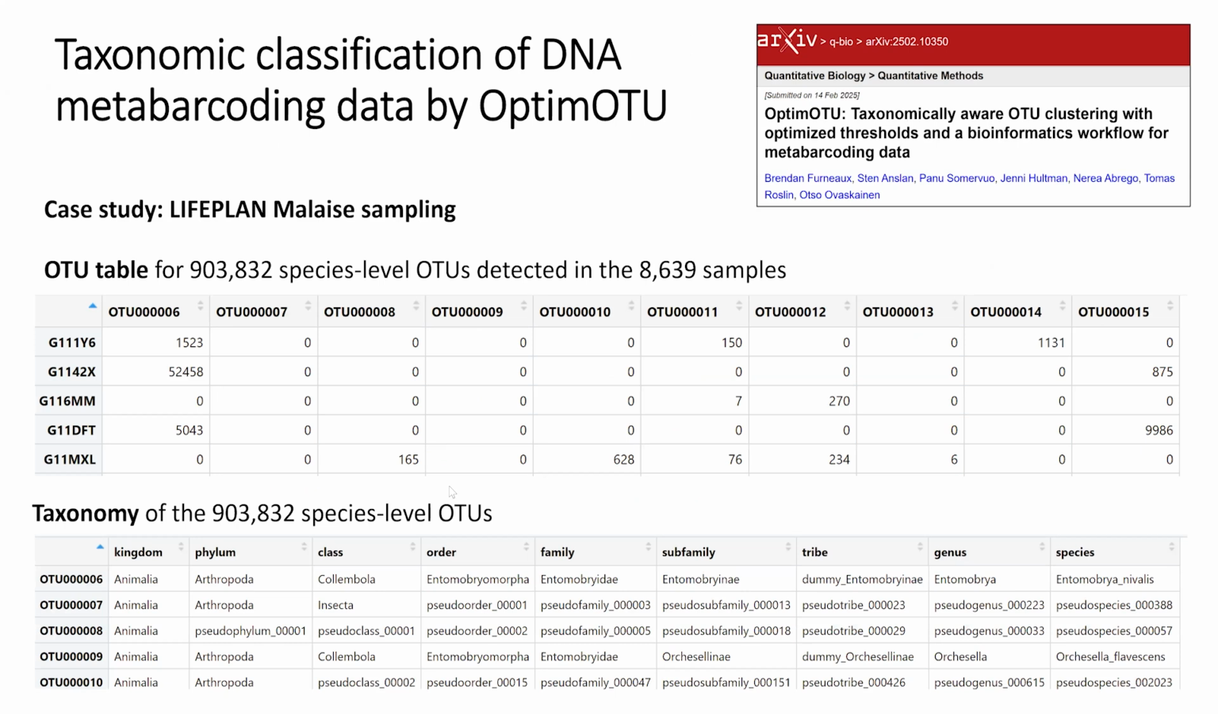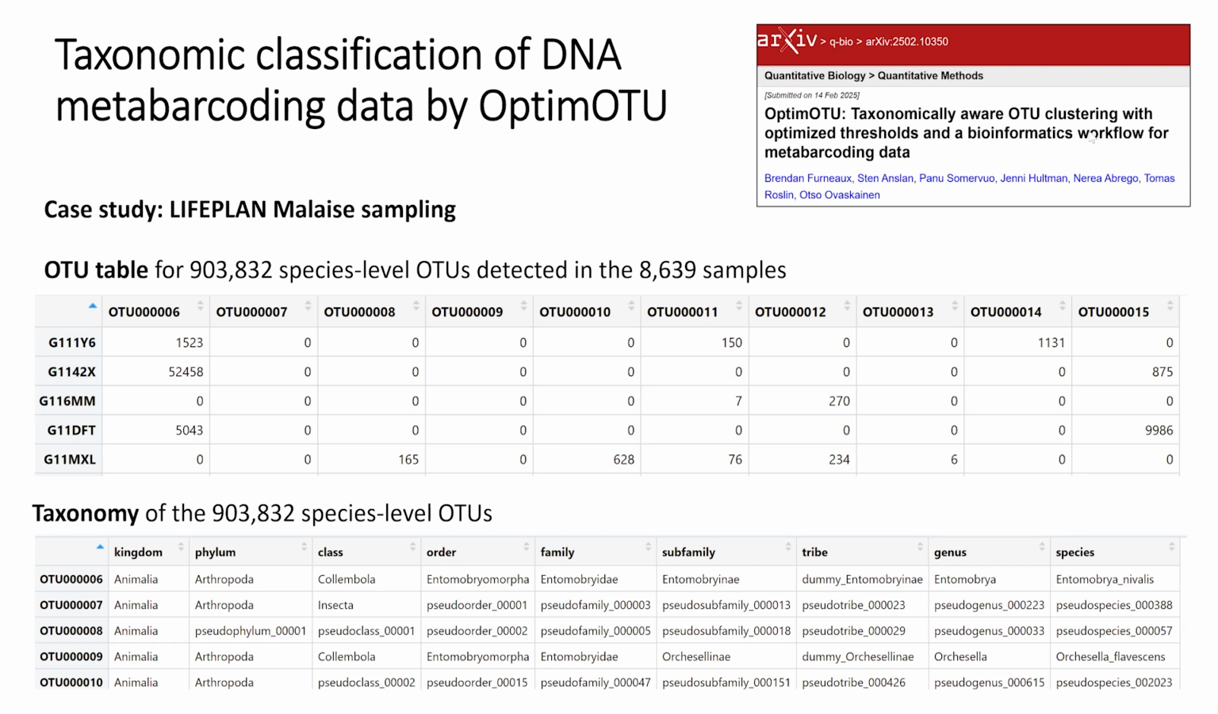How do we do this taxonomic classification of DNA meta-barcoding? What we, especially Brendan Forneo and other researchers from LIFEPLAN, have been doing is to develop this Optimotu method and Optimotu pipeline. So what this method does is taxonomically aware OTU clustering with optimized thresholds. And it includes this full bioinformatics workflow for meta-barcoding data. It starts from the raw sequences and then results in the kind of data tables that I show here.